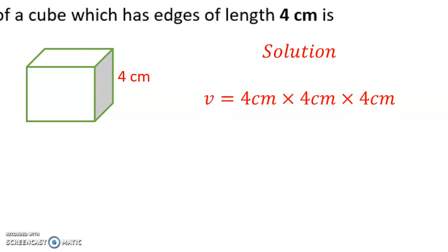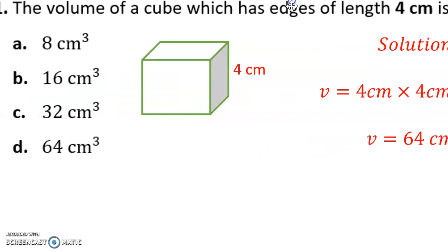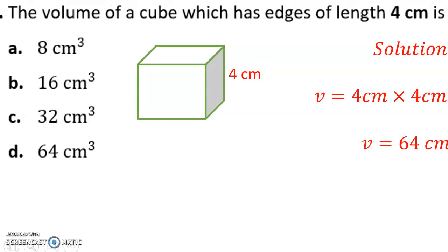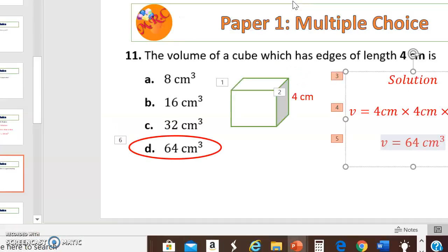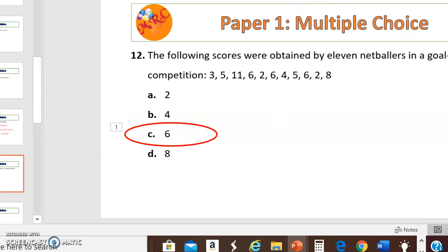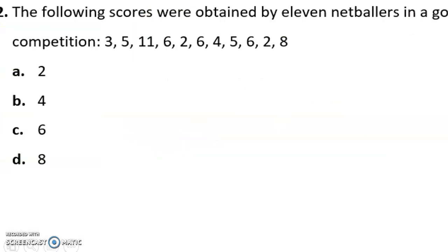All right, so let's look at the solution over here. It's 4 times 4 times 4, which equals 64 centimeters cubed. That means our answer is D. All right, moving on.